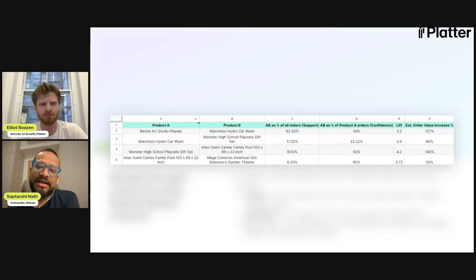What this number 3.2 tells us, this metric is called lift. What this tells us is that when product A is added to the cart, the likelihood of the customer purchasing product B goes up by 3.2x. Now we know that these two products do belong together. And in our estimates, we also add this additional number that says what is the order value increase in AOV you might get if you bundle these two products together. In this case, it's a 127% increase in AOV.